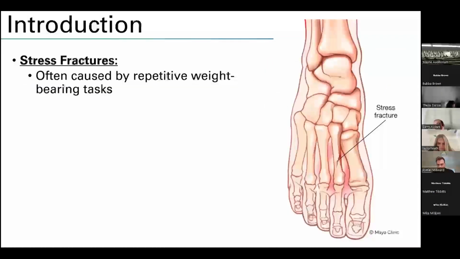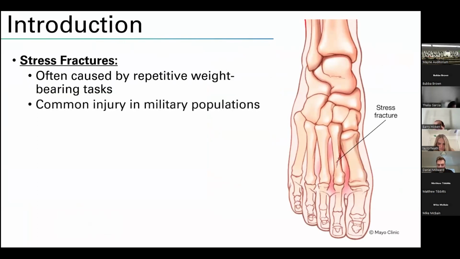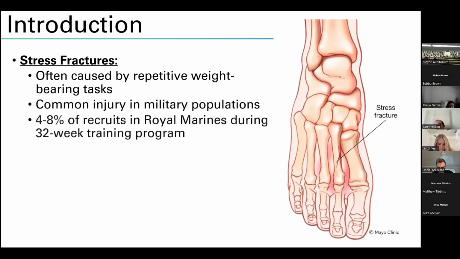Stress fractures are often caused by a repetitive weight-bearing task. The most commonly affected populations tend to be in either sports or the military. Stress fractures are basically tiny little cracks along the bones, just like in that picture right there. The Royal Marines specifically found that 4 to 8% of their recruits had stress fractures during their 32-week training period, which is actually a lot longer than the 13 weeks that people usually have in basic training in the United States.